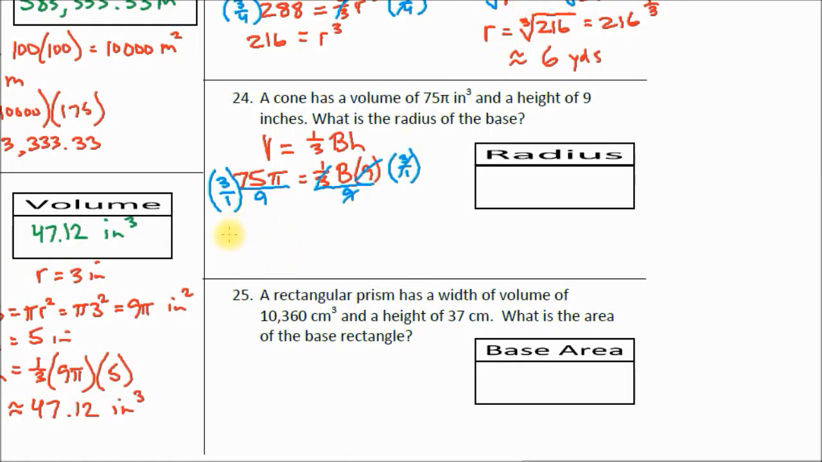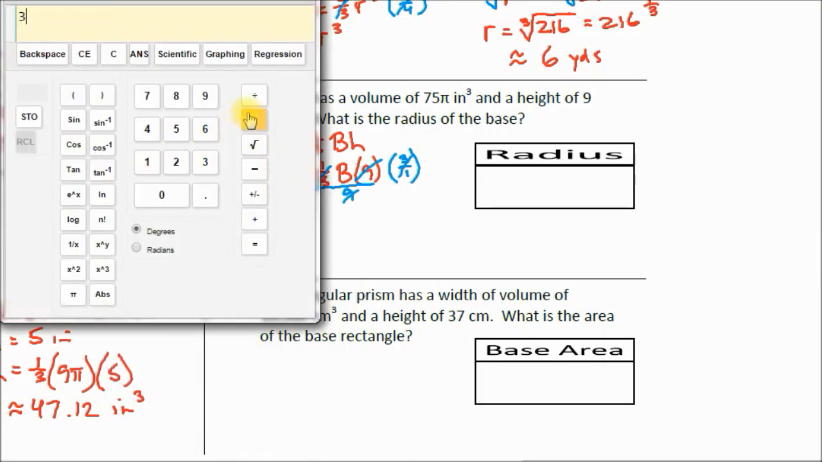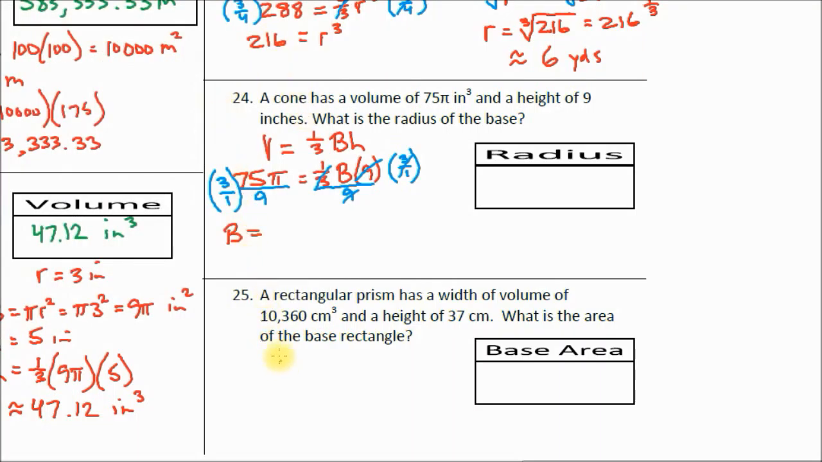So now we have the base area is equal to, let's multiply across. We've got 3 times 75 equals 225. So I've got 225 pi over 9. Now notice I didn't put pi in yet because I don't want to round and then have to round again. Well, this is our base area.